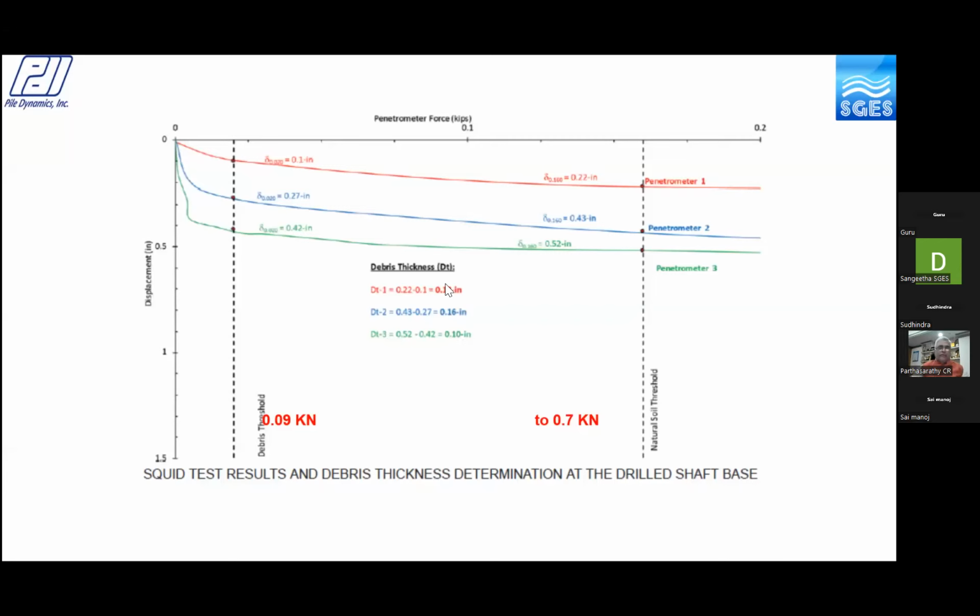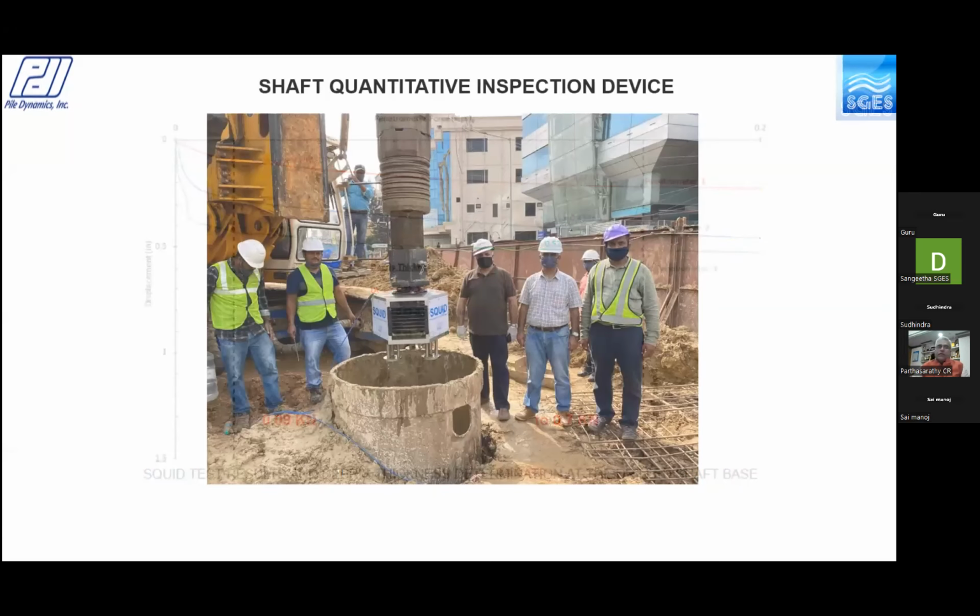So you have the average of these cones should be around less than half an inch. If it is more than half an inch, probably you resort to some kind of cleaning: airlifting, bucketing, or whatever means you have at the project site, and ensure that this thickness is less, and then you can proceed with the concrete.